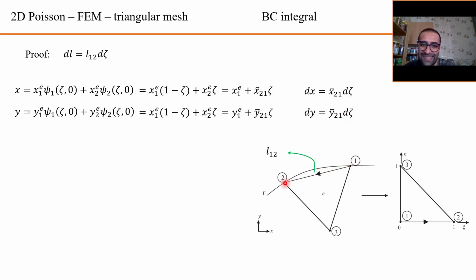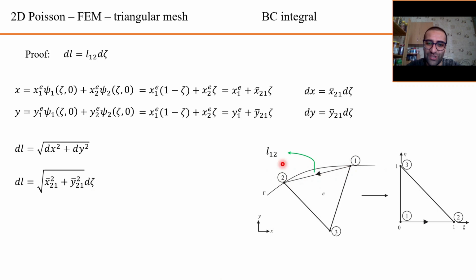And we know that dl should be the square root of dx squared plus dy squared in Cartesian coordinates. If I substitute dx and dy from here, we have a common term d zeta that goes out of the square root, and we have x21 squared plus y21 squared. And this is indeed the length of this line segment in Cartesian coordinates, where x21 is nothing but x2 minus x1, and y21 is y2 minus y1, and it gives us the length of this edge, that is L12.